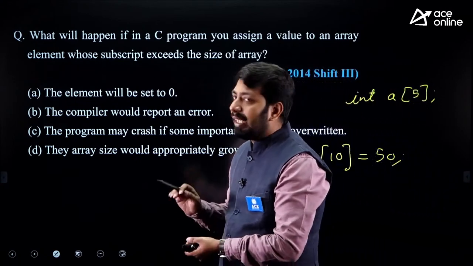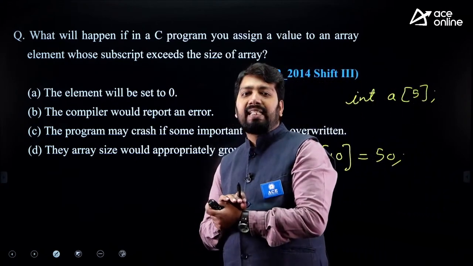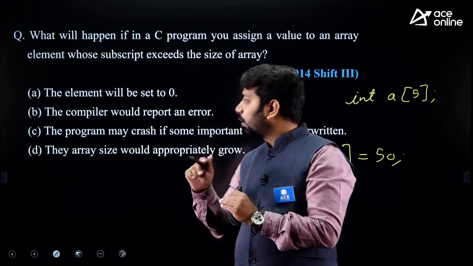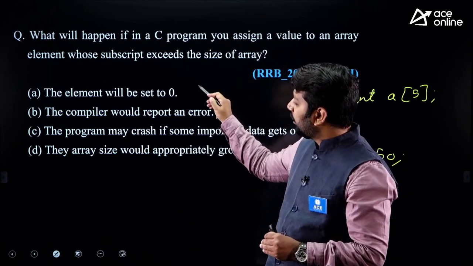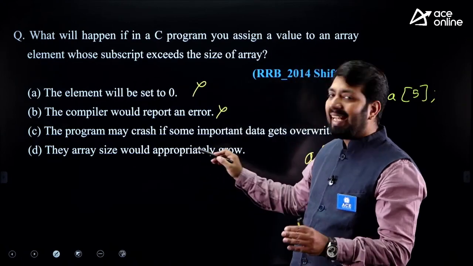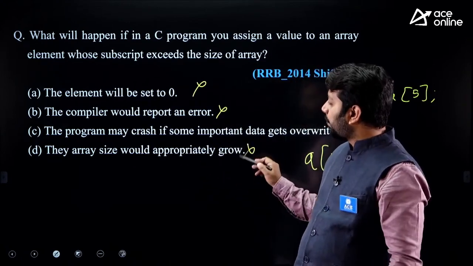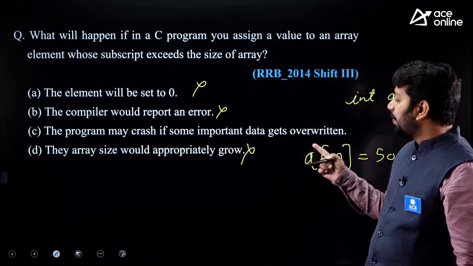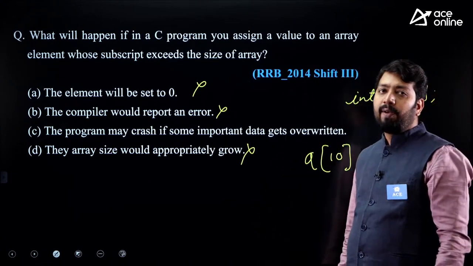So what will happen? Look, our C compiler doesn't check boundaries of an array. So this is not possible. It is also not possible. And array size cannot be changed. So it is not possible. Answer is C. Program may crash if some important data gets overwritten.